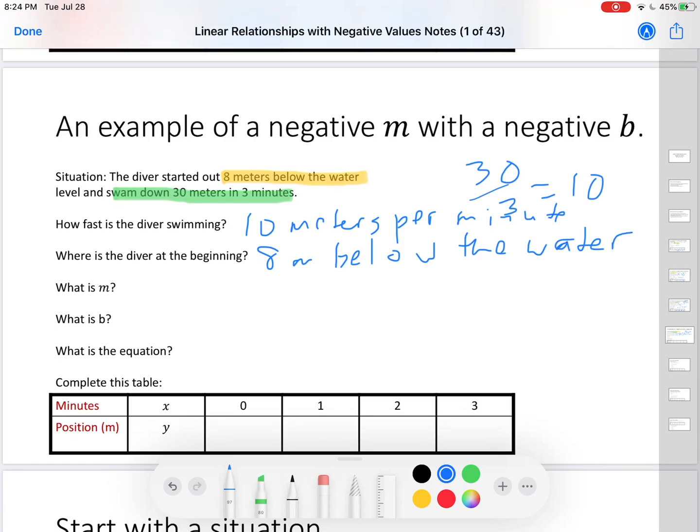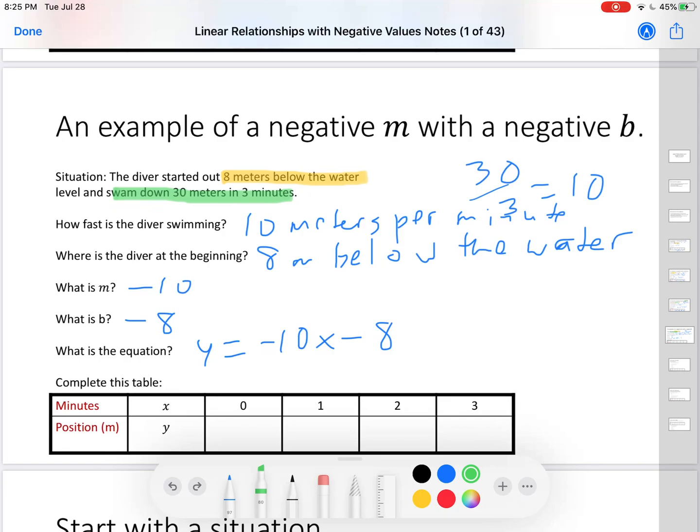8 meters below the water. What is M? Now we have to say that it's negative 10. And what is B? We have to say it is negative 8. So the equation would be y equals negative 10x minus 8. Negative M, negative B.